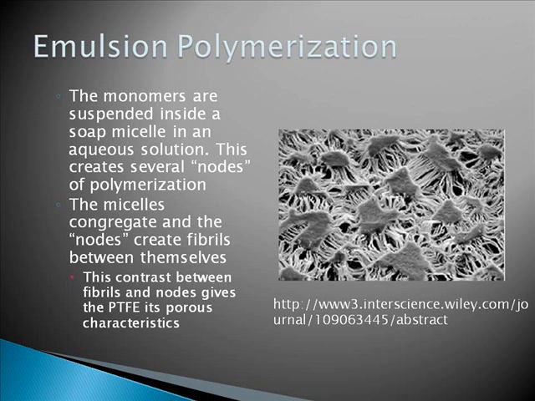A relatively new area of study is the semipermeability properties of PTFE when it has undergone emulsion polymerization. TFE monomers are suspended inside a soap micelle, a type of bubble, with a hydrophobic inside and a hydrophilic outside. The TFE polymerizes inside the micelles, creating congregations of PTFE. The micelles join together, creating one large micelle. This allows the nodes to polymerize together in the form of fibrils. The contrast between fibrils and nodes gives emulsion polymerized PTFE its semipermeable properties.